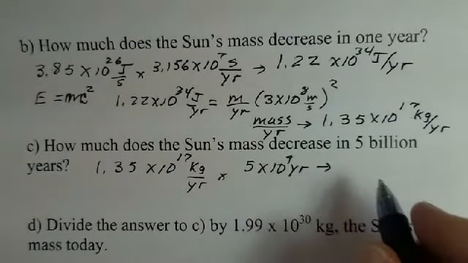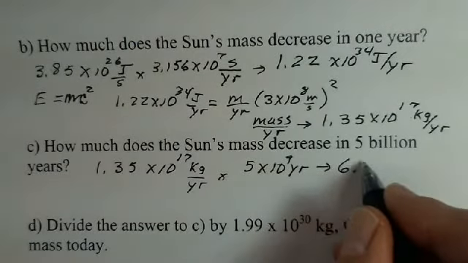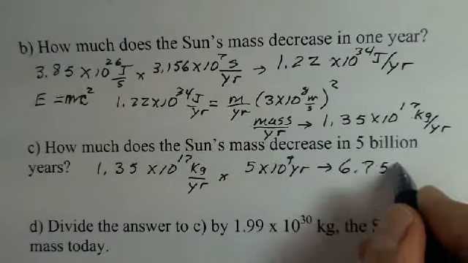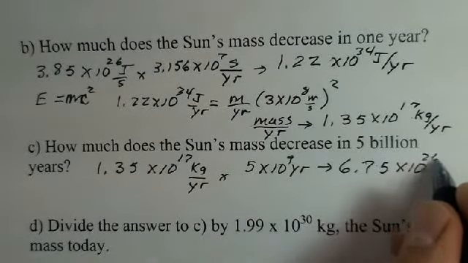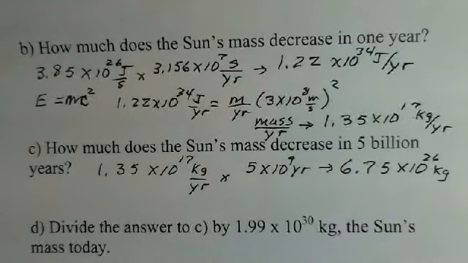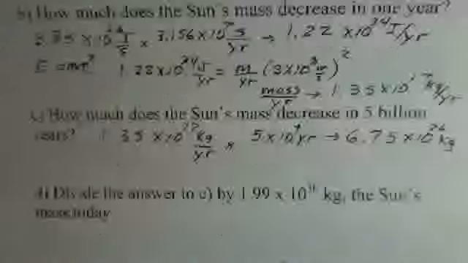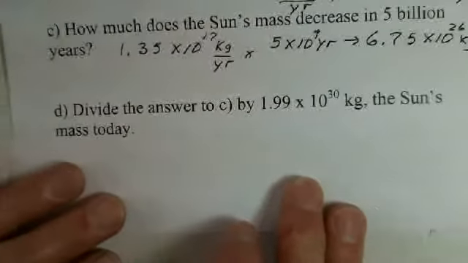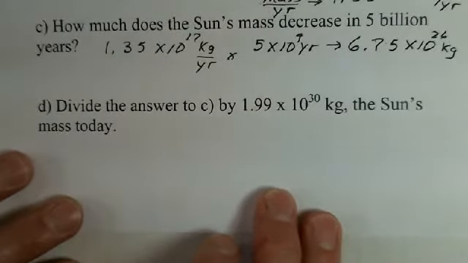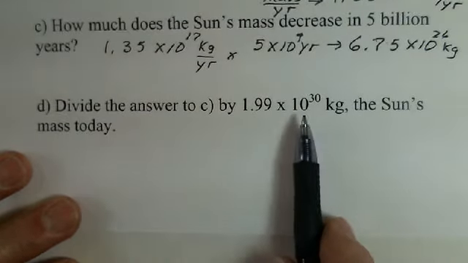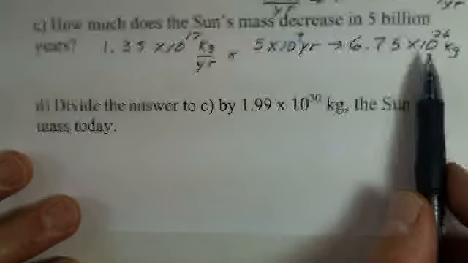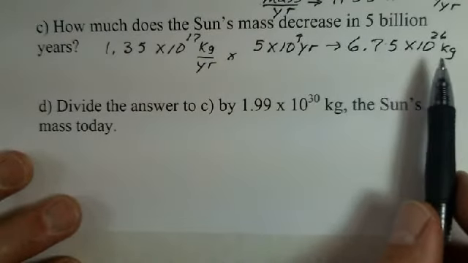And again, you should double check this on your calculator. 6.75 times 10 to the 26 kilograms. And this is starting to become a significant amount of mass. How significant? Well, actually not that significant. If we compare this answer to the sun's mass, 1.99 times 10 to the 30th, you can already see we've got 10 to the 30th of mass. We're using 10 to the 26 kilograms in 5 billion years.